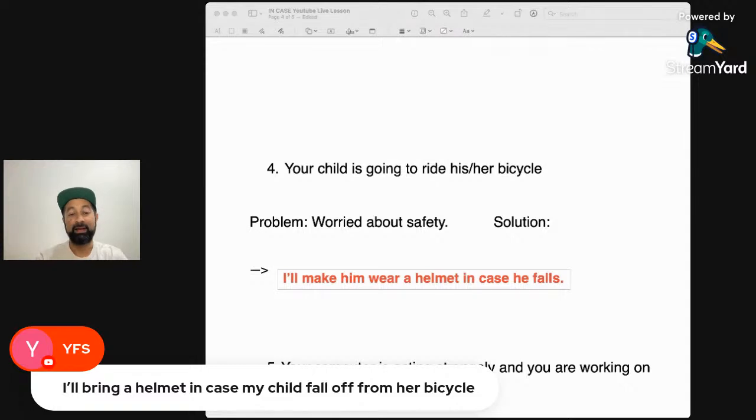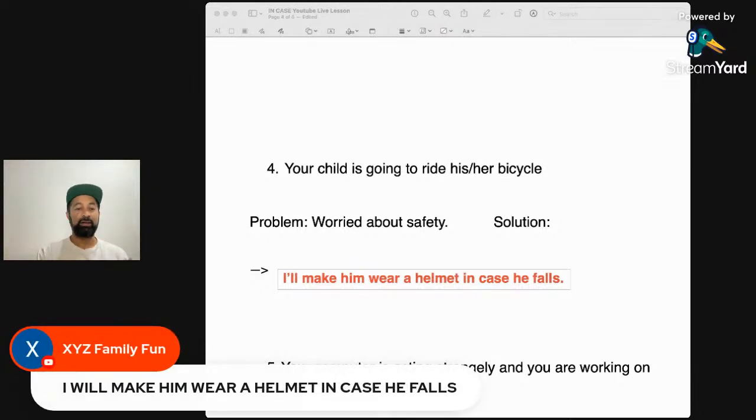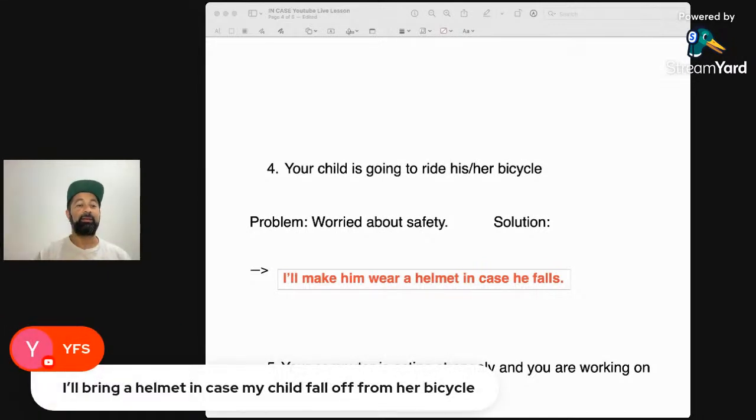There we go. Yes, don't forget the S there, YFS. And technically your answer is correct. I'll bring a helmet, but bringing is just, it's in my hand. So I've got the helmet, I've brought the helmet, but my child is still riding the bicycle with no helmet. So I think XYZ's answer, you're making them wear the helmet, is probably the better verb to use here.